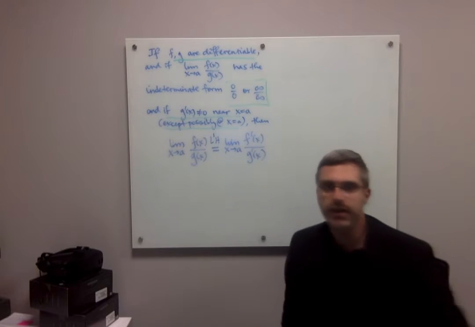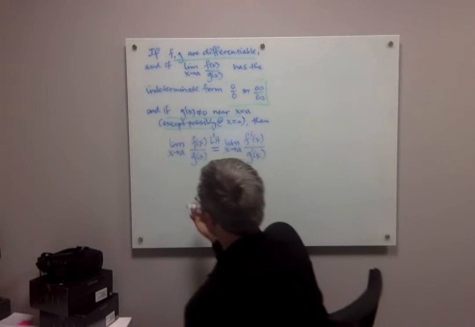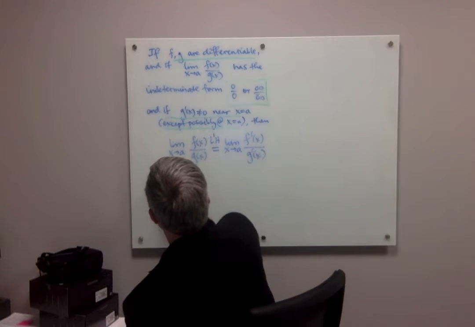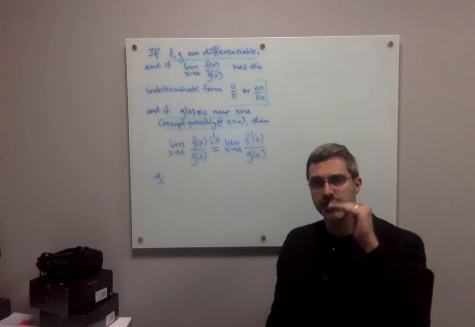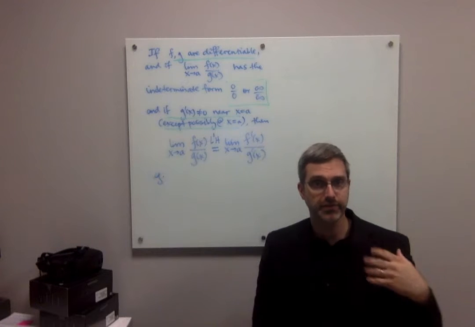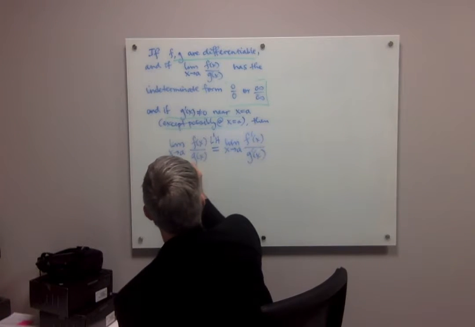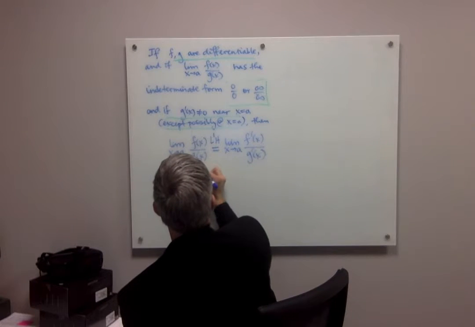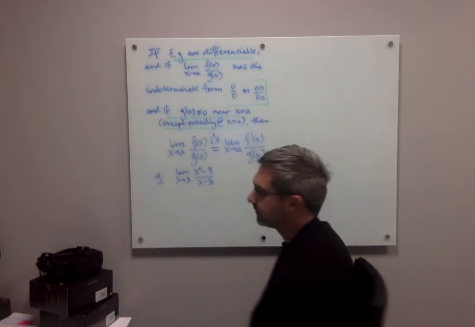So let's do a few examples first. Like what we did previously, way at the beginning of the year, using those other techniques, we'll do the normal technique and then we'll do L'Hopital's rule, and you can compare the two. Okay? So let's start with the limit as x goes to 3 of x squared minus 9 over x minus 3.